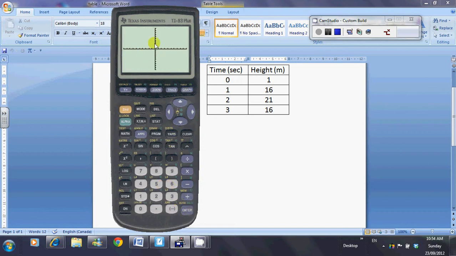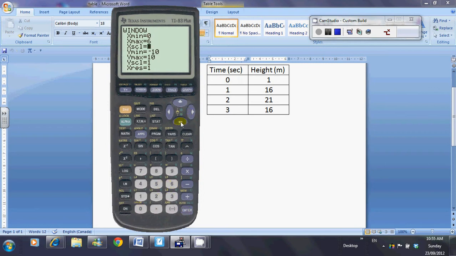This is for two reasons. The first reason is the window is not set up with our data points, as well as we have to turn stat plot on. So first let's set up the window. So the minimum x value or a time would be 0 up to, we'll go up to 6 because we know it's going to still come down a little bit more.